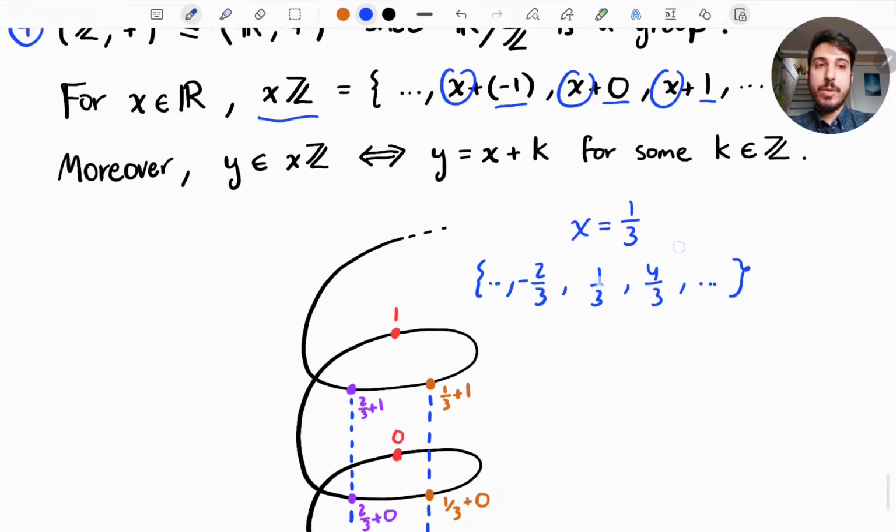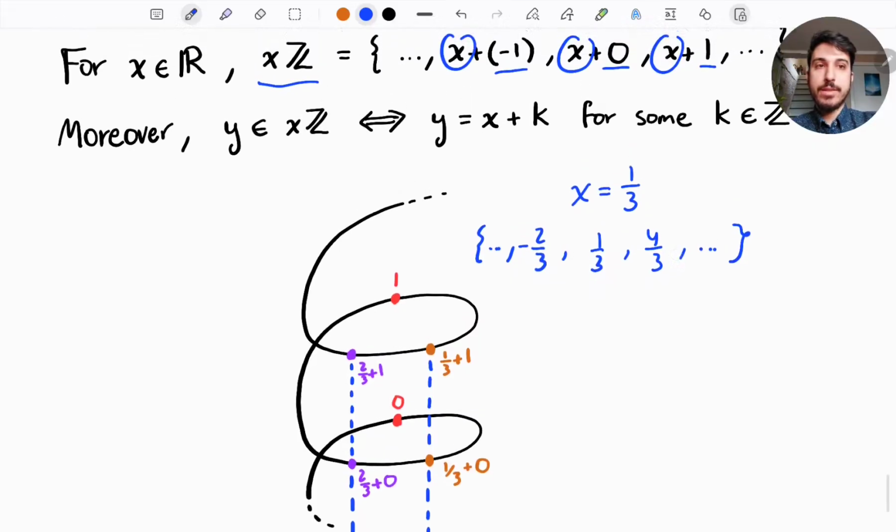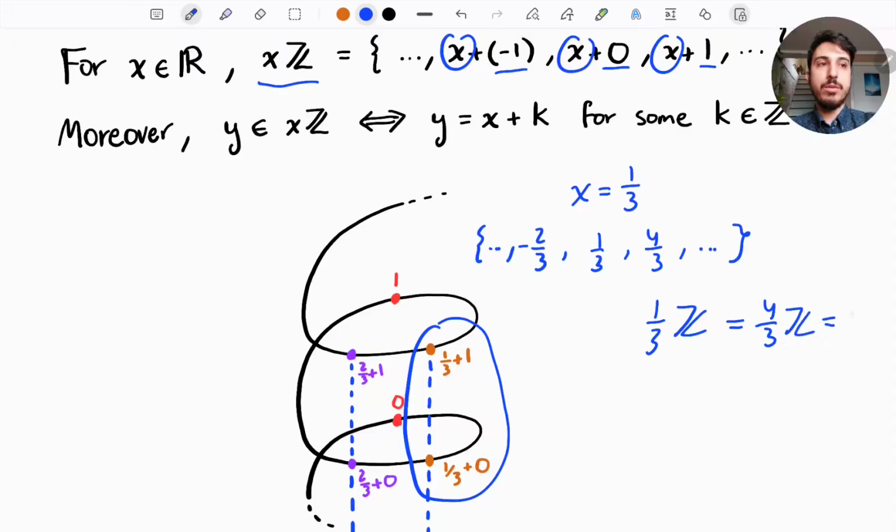Now graphically, if we represent the real numbers on this helix, we can see that the 1 over 3 coset is going to be represented by these points. So 1 over 3 plus 1, 1 over 3 plus 0, 1 over 3 minus 1, and so on. Note that this is equal to 4 over 3 Z, which is equal to minus 2 over 3 Z. So again, it does not matter which representative we use, they all represent the same coset.